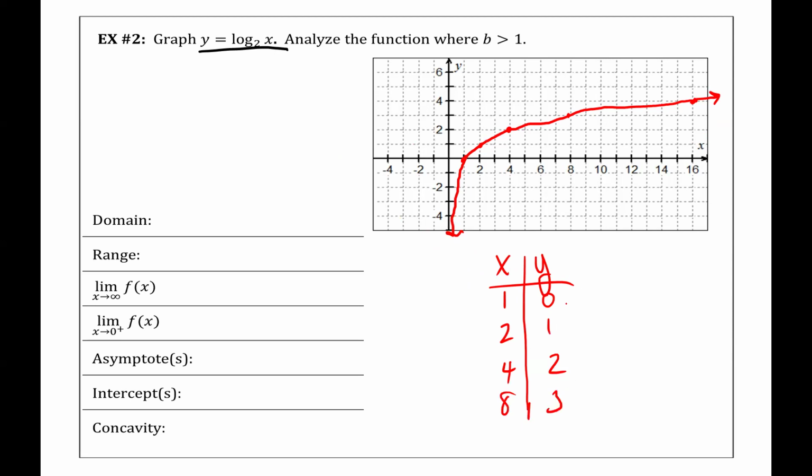So again, this is telling me 2 to the 0 power is 1. 2 to the 1 power is 2. 2 to the second power is 4. 2 to the third power is 8. All right, domain. What is the domain of this function?